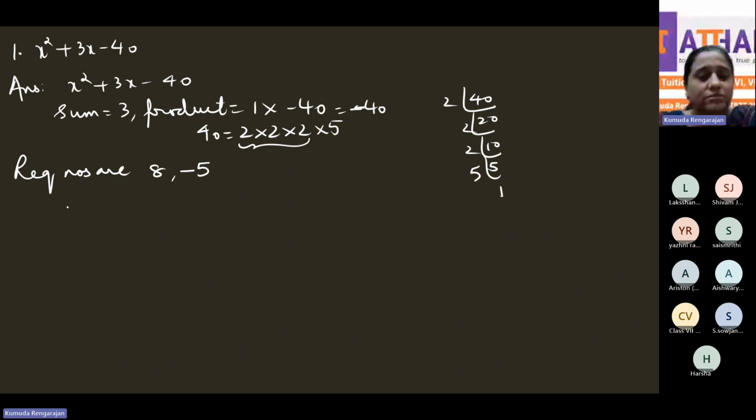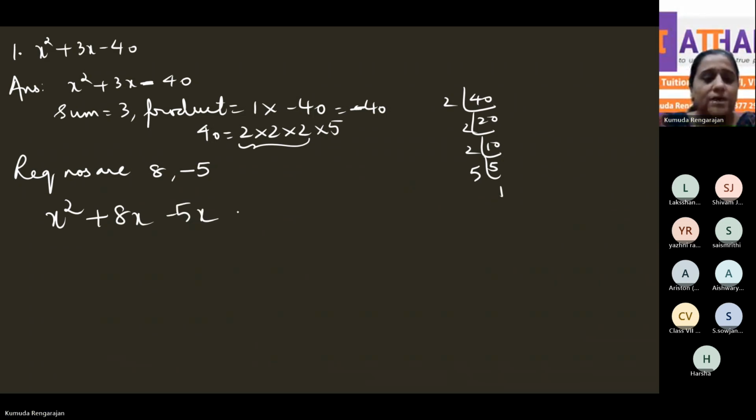Now split the middle term. This is the question. Come back to the question. Write x square as it is. Split the middle term, meaning write plus 3x as plus 8x minus 5x minus 40.